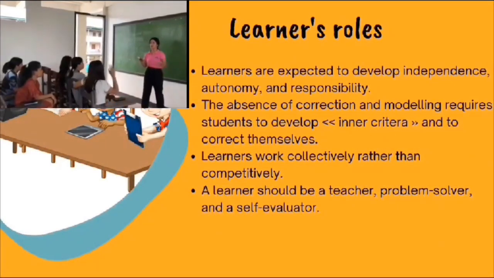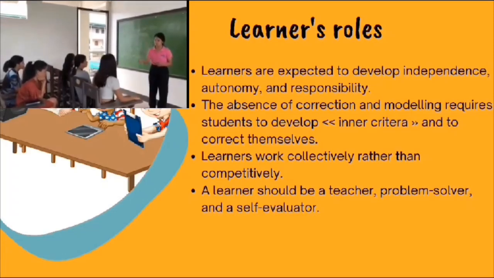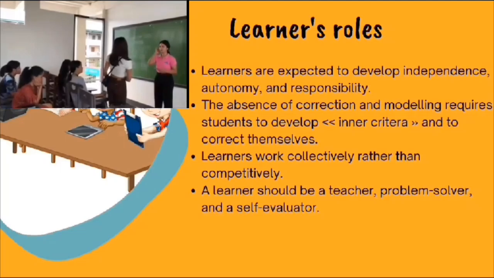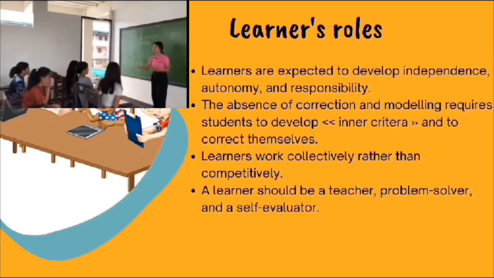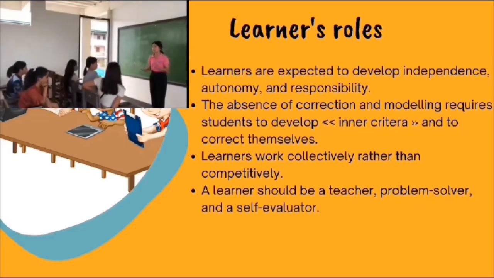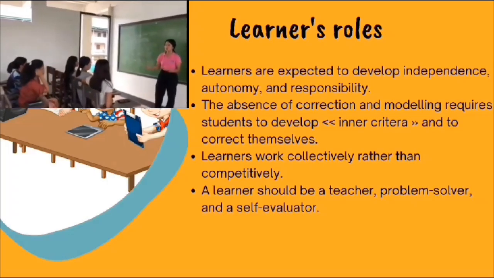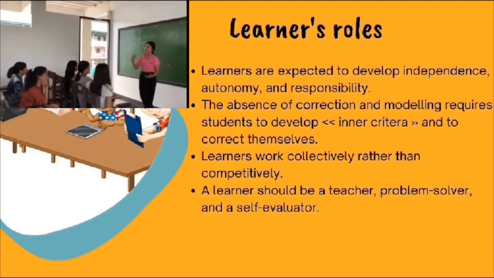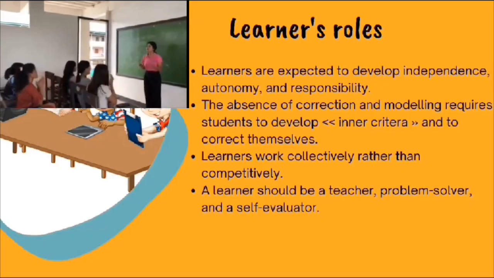So these are the learners' roles and teaching-learning methods. So the first one is learners are expected to develop independence, autonomy, and responsibility. Second one, the absence of correction and modeling requires students to develop inner criteria and to correct themselves. Number 3, learners work collectively rather than competitively. The fourth one, a learner should be a teacher, problem solver, and a self-evaluator.